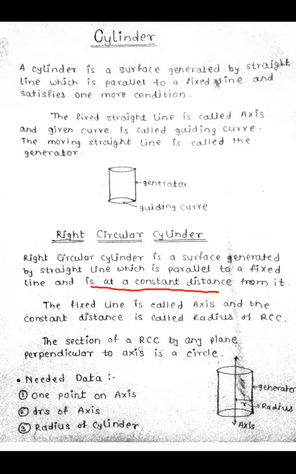Constant distance means that the section of this right circular cylinder by any plane perpendicular to the axis is itself a circle. That means if you cut a right circular cylinder, you will always obtain a circle with a constant radius. So that is the difference between a cylinder and a right circular cylinder. The fixed line is called the axis, and the constant distance is called the radius of a right circular cylinder. I'm writing RCC in short here, which is defined as right circular cylinder.